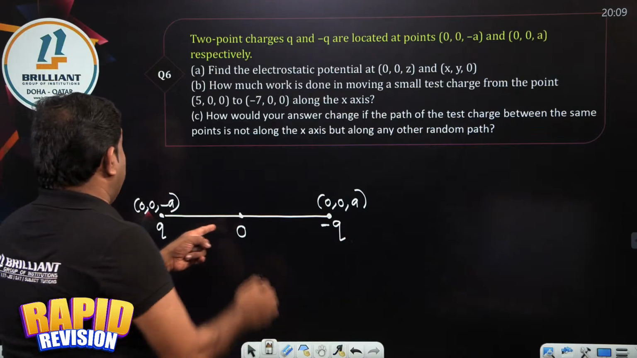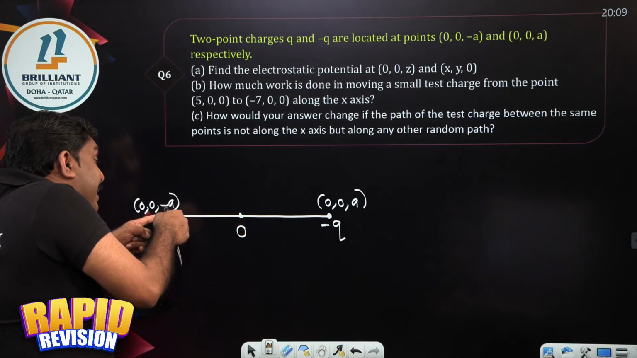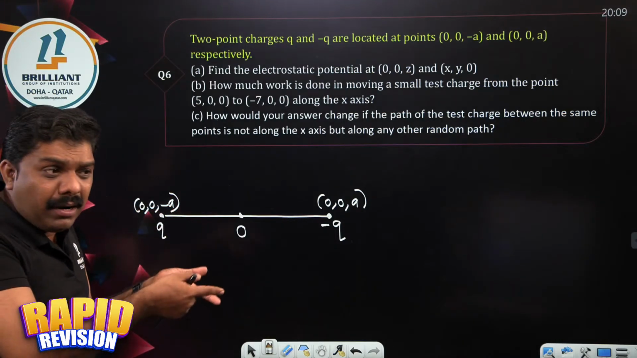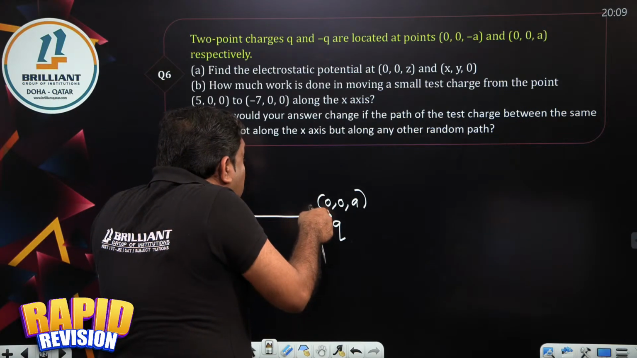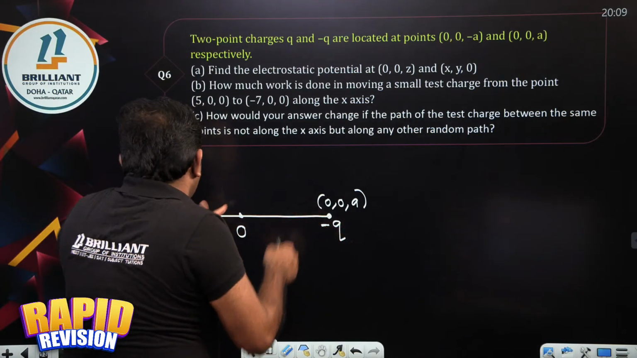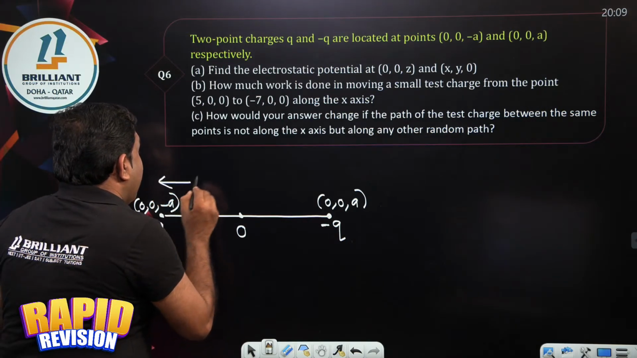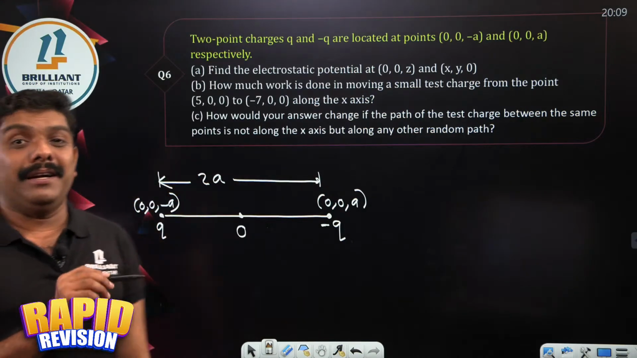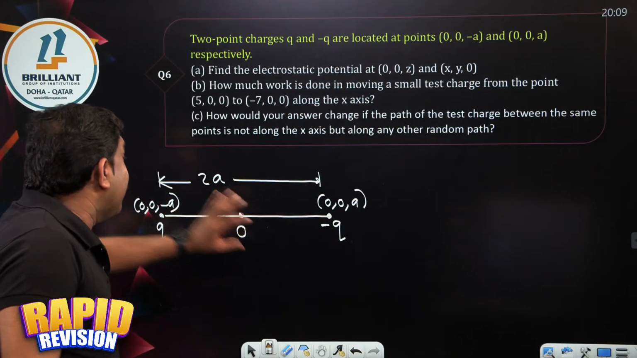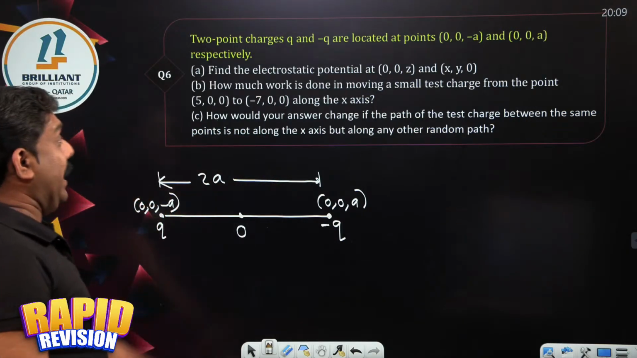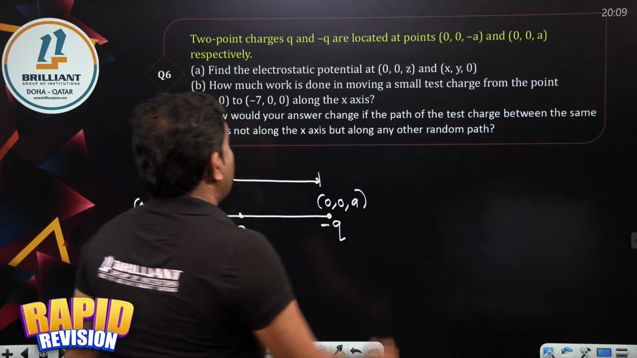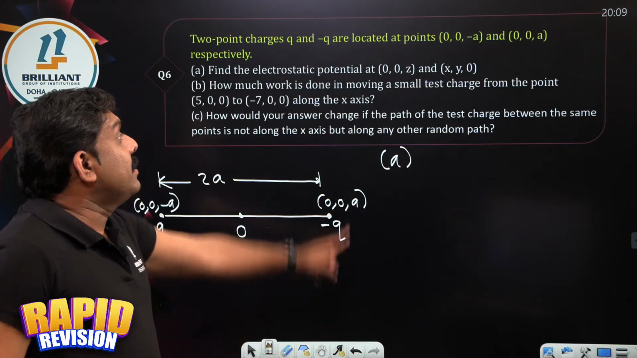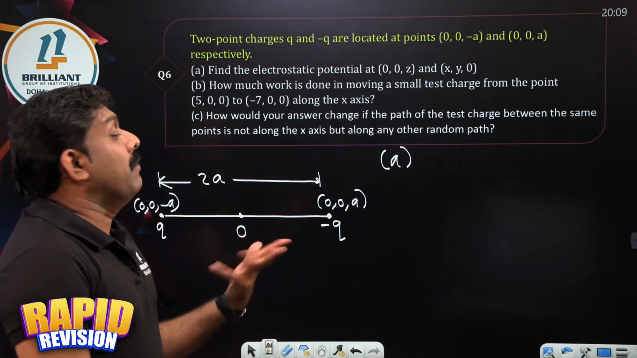So what is the separation between them? This distance is minus A because it is on the left, but when we talk about the distance, it is A only. In the same manner, this distance is plus A because it is on the right. So what is the total separation? The total separation between Q and minus Q is 2A. So the two charges are separated by a distance 2A. It's a dipole. Now they are asking, first question, find the electrostatic potential at (0, 0, Z) and (X, Y, 0).